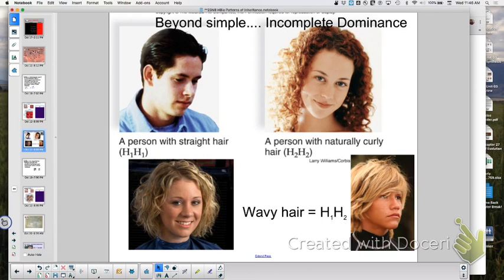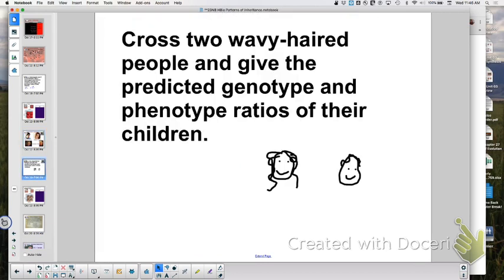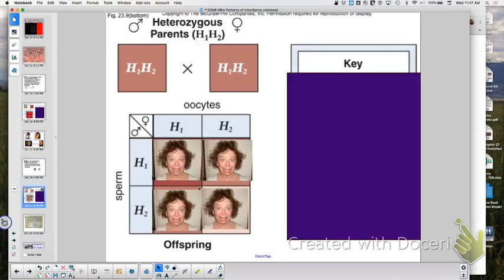Okay? What I want you to do is a Punnett square, cross 2 wavy-haired individuals. They need to grow up a little bit, but cross 2 wavy-haired individuals. Try it at home too.